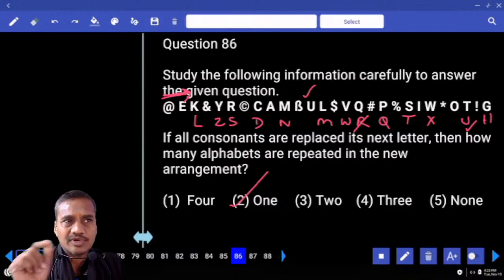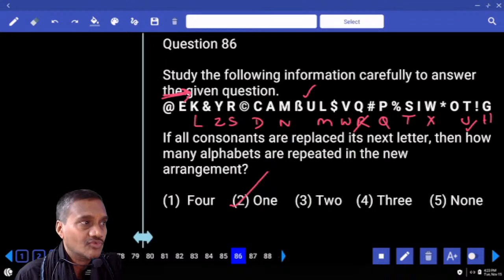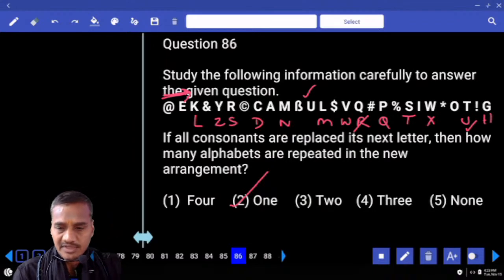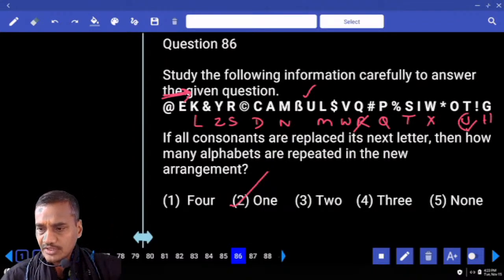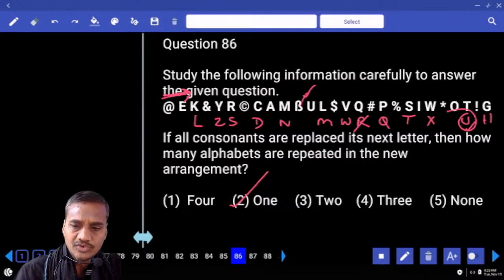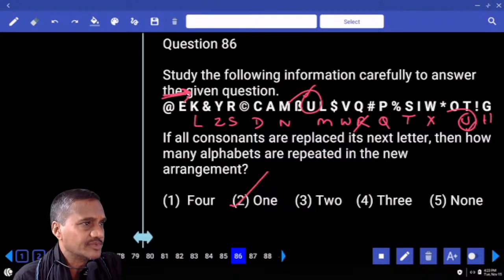Then, and so what is the only letter that can be repeated? Vowel can be repeated. Now here, among this one, what is a vowel? U is a vowel. And here, U is a letter. And so only vowel can be repeated twice.